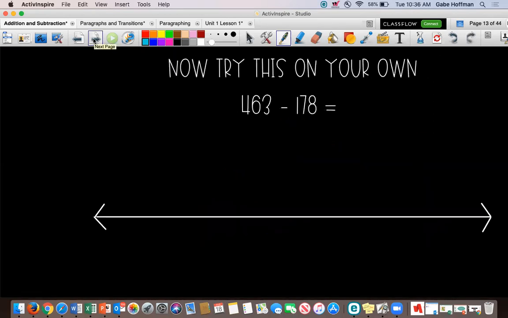I want you to try one on your own on your whiteboard. 463 minus 178. I'm going to give you 5 minutes. Even if you know how to use a different strategy for today, I want you to use a number line to do 463 minus 178. If you don't have a whiteboard, you can use paper and a pencil, or a pen or marker, whatever you have in front of you. But 463 minus 178. I'm going to set a 5-minute timer. On your mark, get set, go.